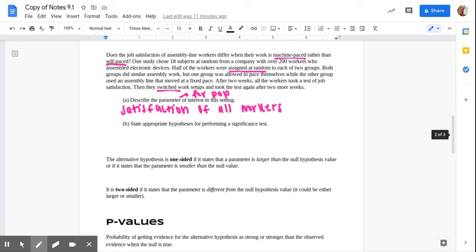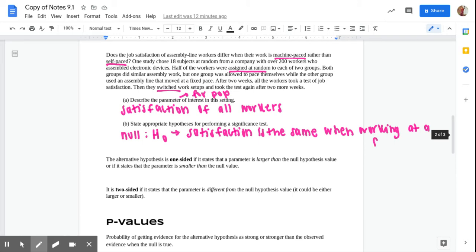So it says state appropriate hypotheses for performing a significance test. So we're going to start with the null. Remember, the null is what we want to find evidence against. The alternative is what we want to find evidence for. So here, we're just going to say that the null is the satisfaction is the same when working at a fixed pace. So our null is just saying that no matter what way they have the workers work, their satisfaction is the same regardless. The alternative, what we want to find evidence for, is that satisfaction improves when working at their own pace.